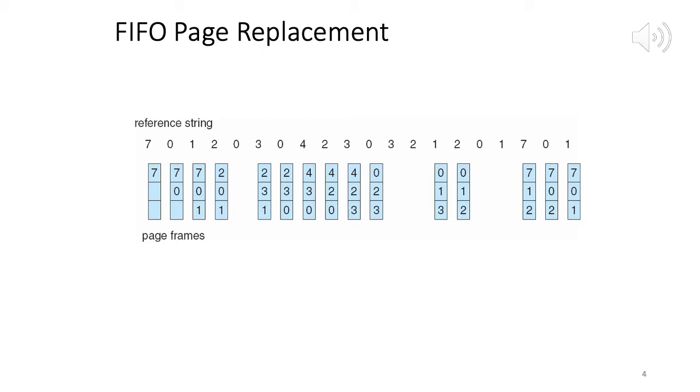Then for page 0, again we have to evict, between 7, 1 and 2, we have to evict 1. And then again an access for 1, between 7, 0, 2, we evict 2. So that is the end.